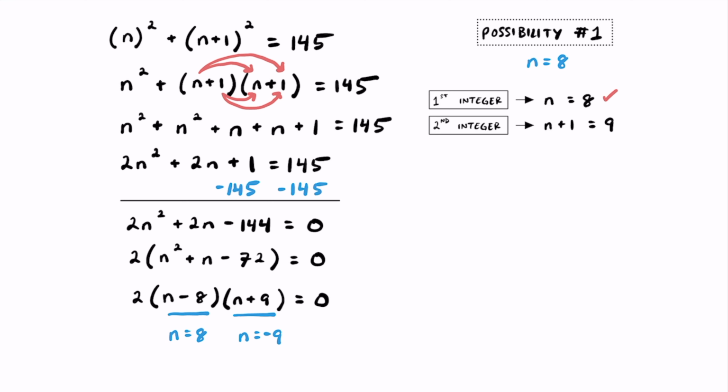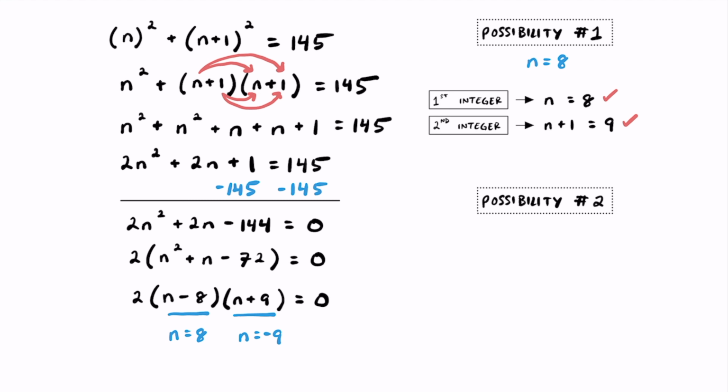So if we do 8 and 9, are those consecutive positive integers? They are. If you want to say, well, what is this 8 raised to the second power? Well, 8 squared, that's going to be 64. If you take this 9 and you square it, 9 squared is going to be 81. If you add this 64 and 81, you do get this 145. So this does check out nicely.